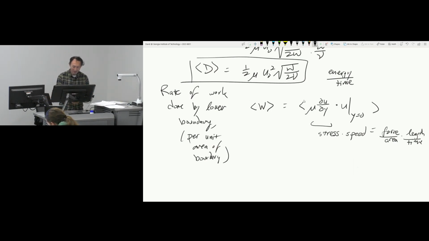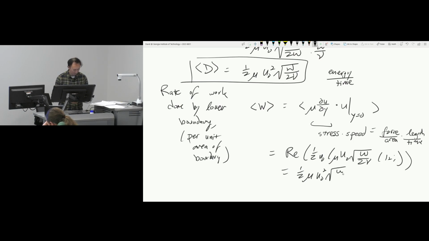All right, and this bracket means time average, and using the same idea from above, that's basically going to be the real part of 1/2 u naught mu u naught omega over 2 nu times 1 plus i. That's equal to 1/2 mu u naught squared times omega over 2 nu.